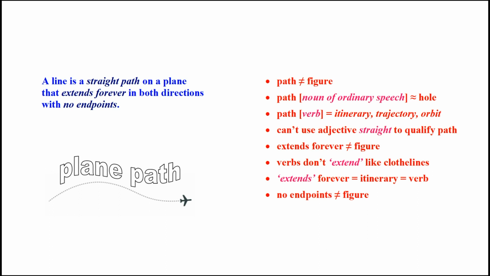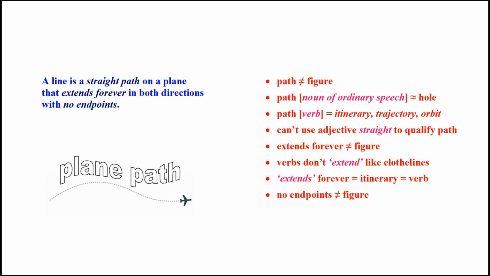So a path is a noun in ordinary speech, and it's approximately similar to a hole. In order to have a path, you need some ground, for example, right? You need to have something on which you make the path. Just like when you make a hole, you need to have the ground to make the hole into. Not like in mathematical physics, where they have these black holes and they drill them into space, and they're zero-dimensional holes. So you figure that one out.